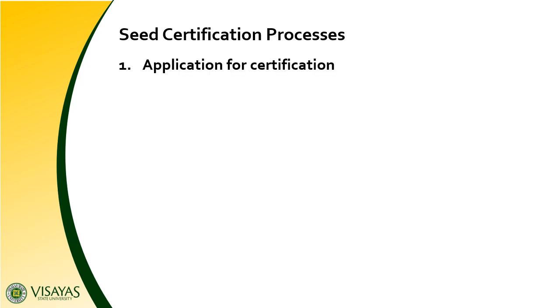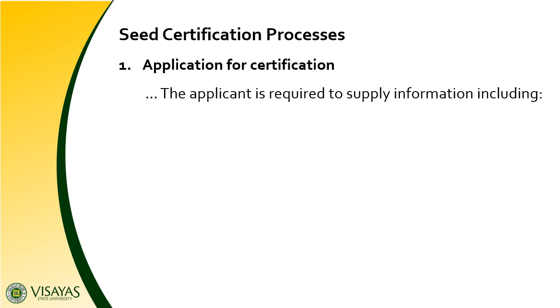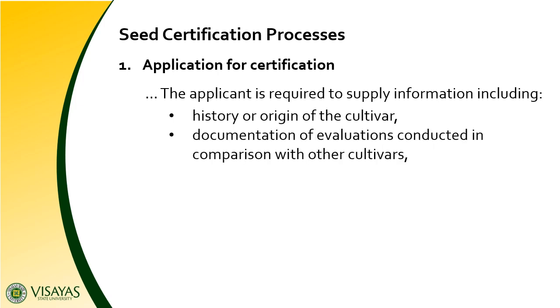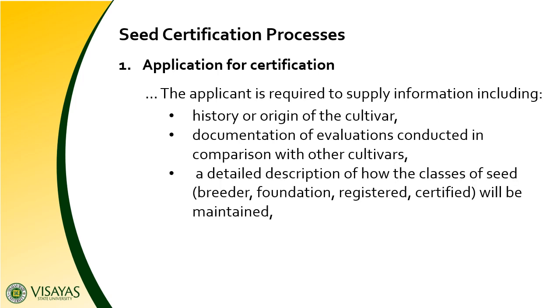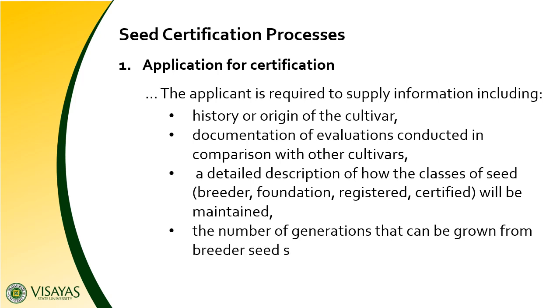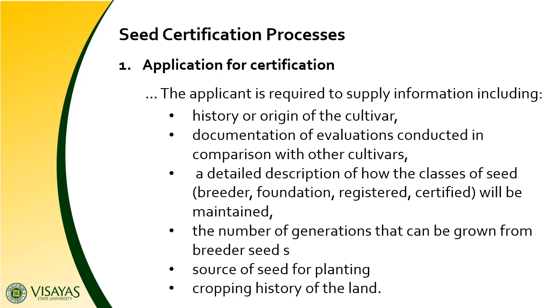Okay. So number one, you have your application for seed certification. The applicant is required to supply the following information: history and origin of the cultivar; documentation of evaluation conducted in comparison with other cultivars; a detailed description of how the class of seed will be maintained; the number of generations that can be grown from the breeder seeds; the source of seed for planting; and the cropping history of the land. Okay.